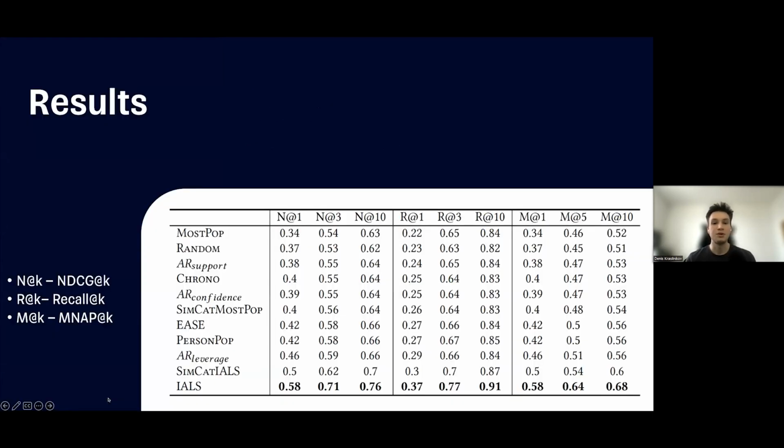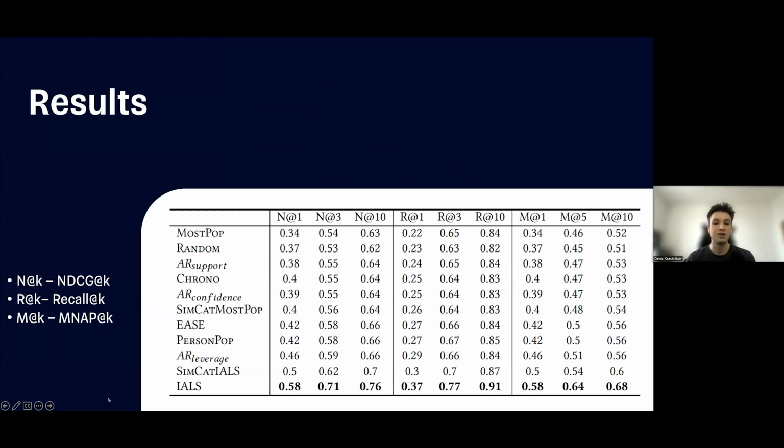So the results you can see on the slide. These are the metrics of the explanation quality. We looked at NDCG at K, recall at K, and MAP at K. AR with index are different methods of associative rules. SimCat MostPop, same category sorted by popularity. SimCat ALS, same category sorted by ALS.